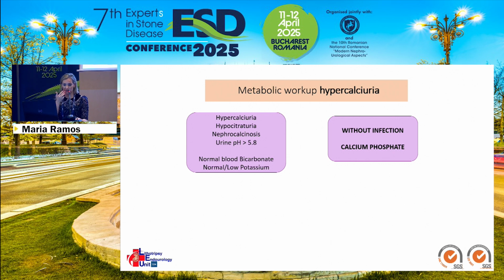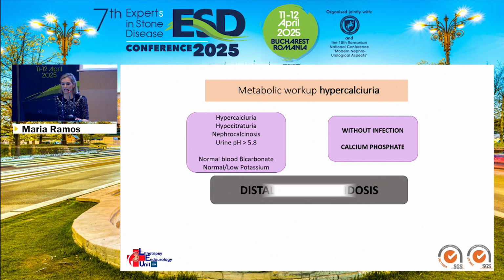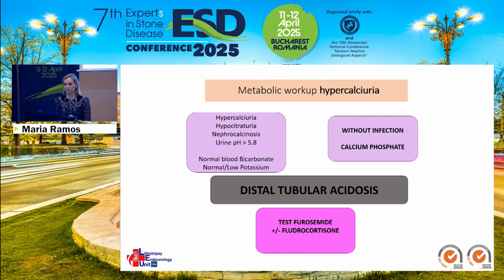Dr. Guimera spoke yesterday about distal tubular acidosis. We have to suspect it when we have a patient with hypercalciuria, hypocitraturia, nephrocalcinosis, urine pH over 5.8, normal blood bicarbonate, normal or low potassium, with calcium phosphate stones without infection.